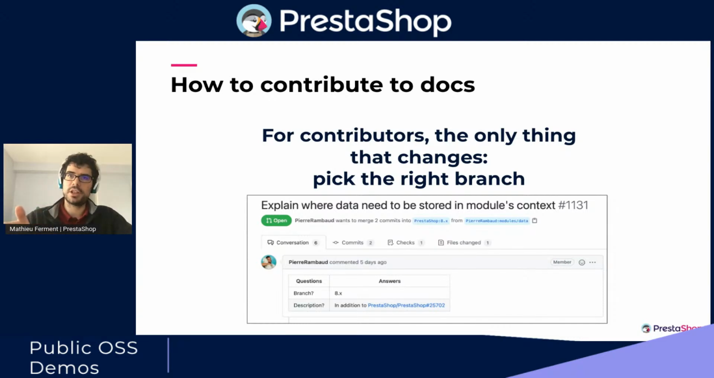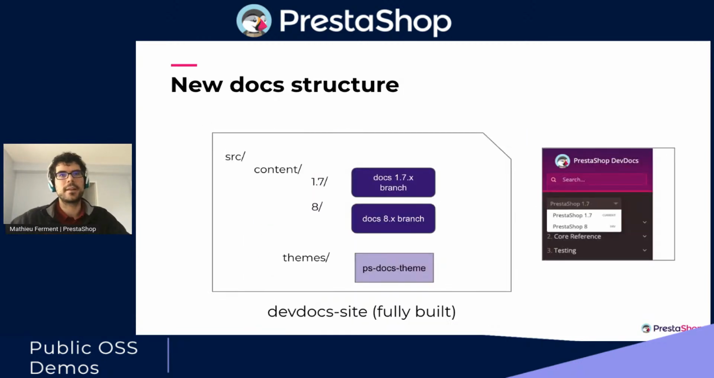So now we have 2 branches on the docs repository, one which is 1.7.x, one which is 8.x. And when you create a new pull request to bring changes into this repository, you choose the right branch and it updates the right version. So it's quite simple for the contributors, but it makes it a little bit more complex for us to build. Because what happens now is that when you look at the new structure of the docs, we have a content folder where we have the 1.7 content, which comes from one branch, and we also have the 8 folder that contains the 8 version, which is another branch from the same repository.